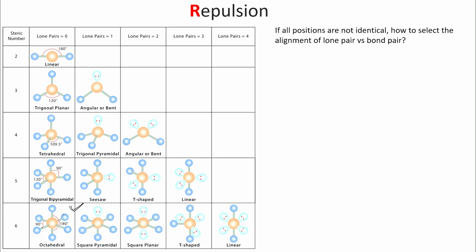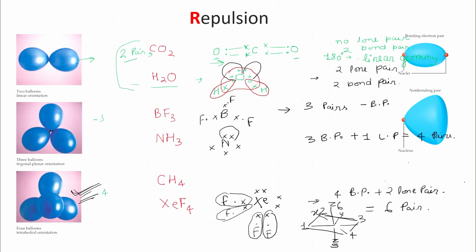So you see this 1 and 2 have 90-degree separation, and this 5 and 6 have 180-degree separation. So now, which one do we put in the 90-degree separation, and which one do we put in the 180-degree separation? That will be clear by the shape here.